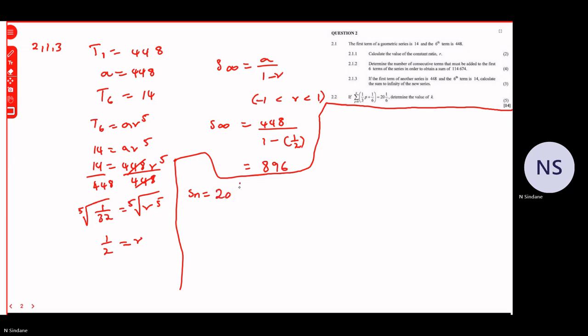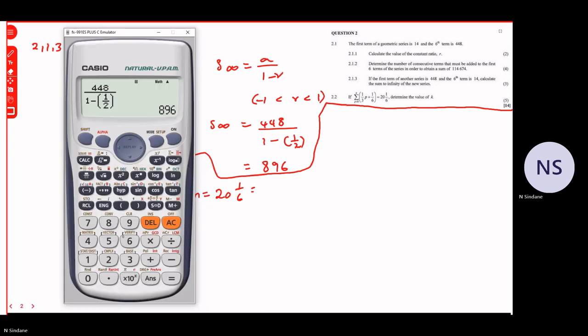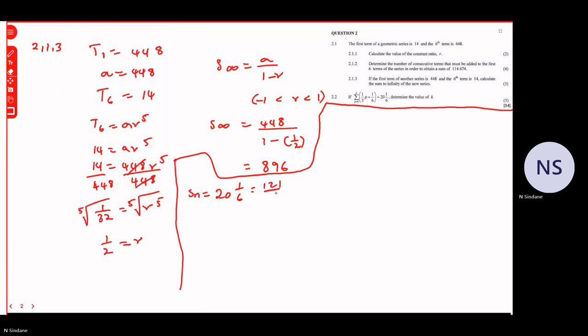121 over 6. If I say 20 multiply 6 plus 1, what do I get? 121. So this is similar to 121 over 6, right? What else do I have? I can get the first term, and I can clearly see that this is similar to y is equals to mx plus c. This is a linear, 1 over 3 p plus 1 over 6. This is a linear, so I can easily use formulas for linear.